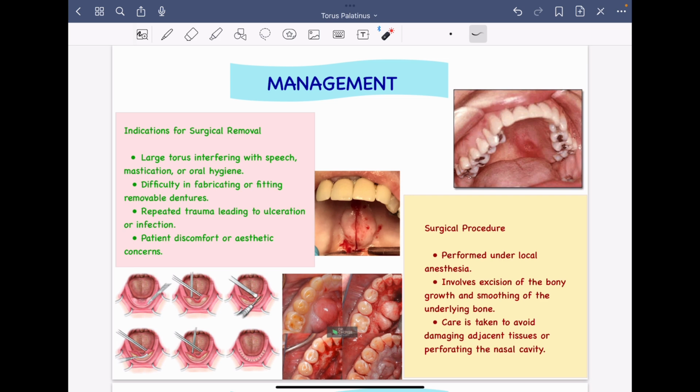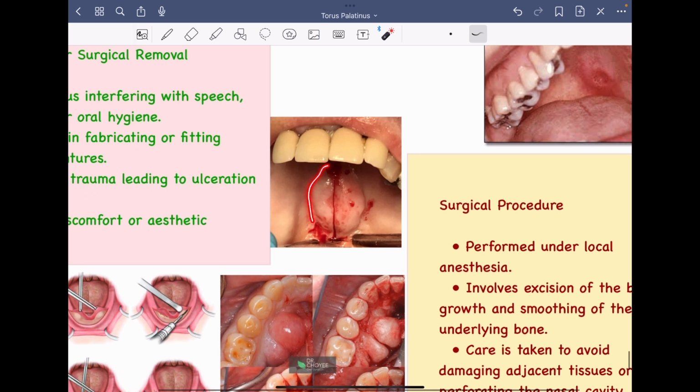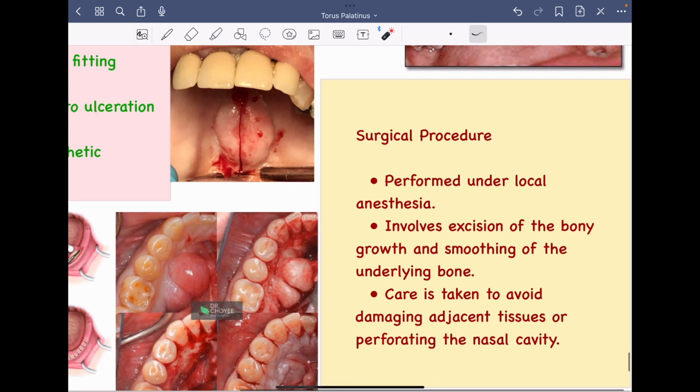So here you can see it is a relatively large growth. So here surgical indication is necessary. For the surgical procedure, it is generally done under local anesthesia. It involves excision of the bony growth and smoothing of the underlying bone. This is very necessary. So there should be a relatively flat area when you are removing the bony growth. You have to level the bone properly.